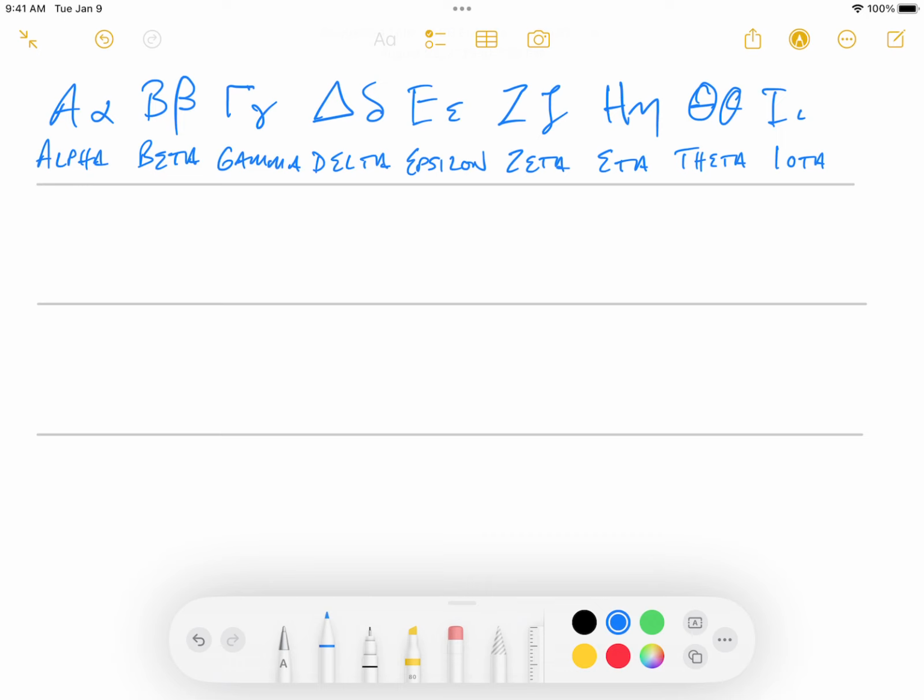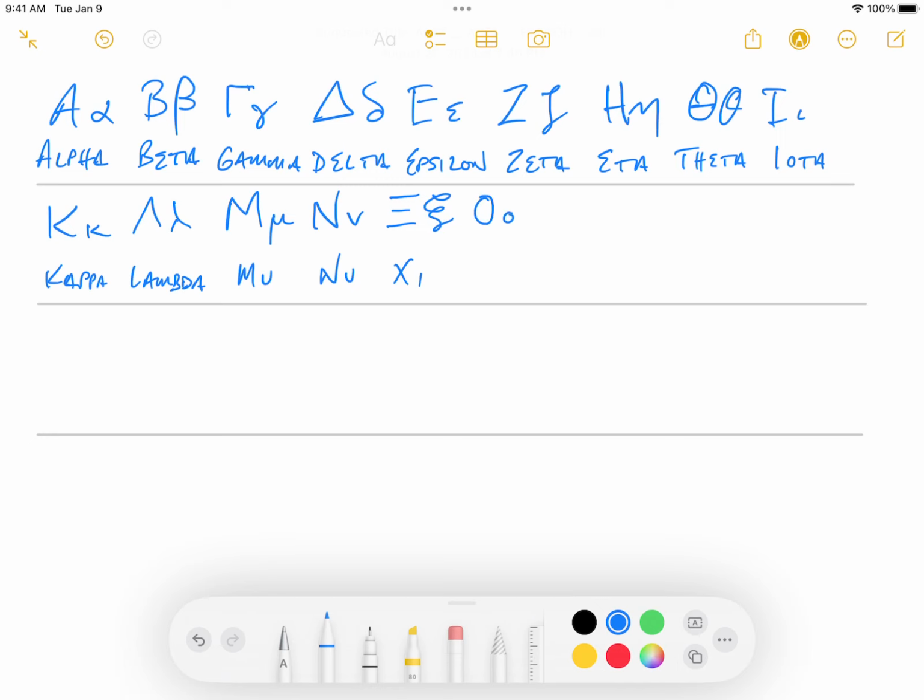The next letter, kappa, like a big K and a small K. And then lambda, and mu. The next letter is nu. Nu makes an N sound, but the lowercase looks like the letter V to us. But that's an N, nu. The next letter is xi. Xi makes a KS sound.